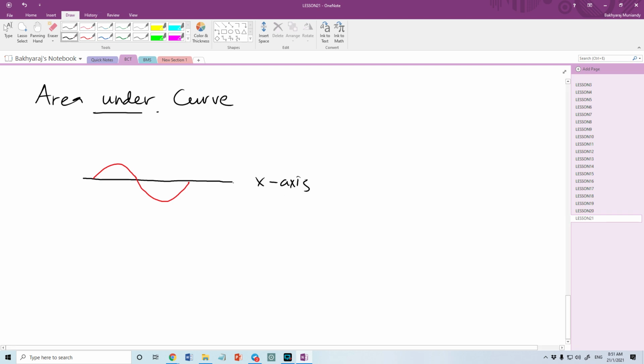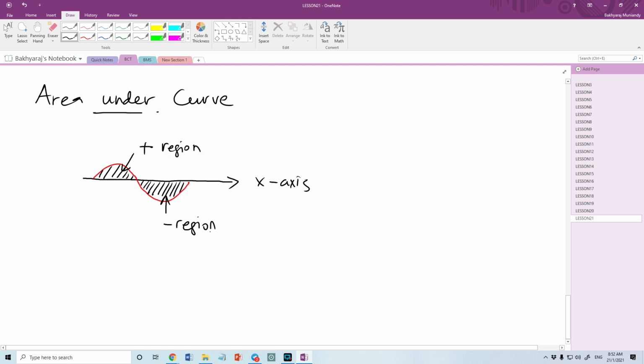Anything that is on top of the x-axis, kalau ada dekat atas, that area we call a positive area. Maksudnya kawasan sini kita panggil dia sebagai positive area, positive region. Let's say you have something below the x-axis. This side we call a negative region, negative area.